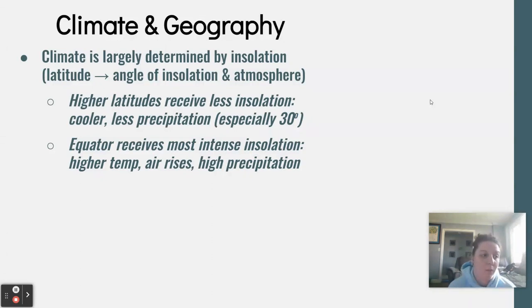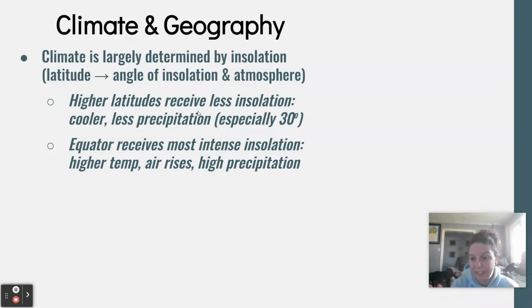So hopefully we can remember that higher latitudes get less insolation, so they're cooler, which means they get less precipitation, and that the equator is going to get the most intense insolation, which is going to lead to higher temperatures, which causes the air to rise. As the air rises, it cools down and condenses, and the water vapor in the air is going to fall as precipitation. Now, as that air falls, it's going to start to cool down and dry out, and that's going to lead to lower precipitation around that 30-degree mark because of those Hadley cells.